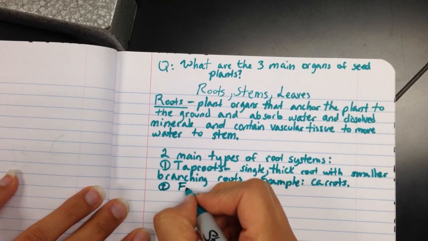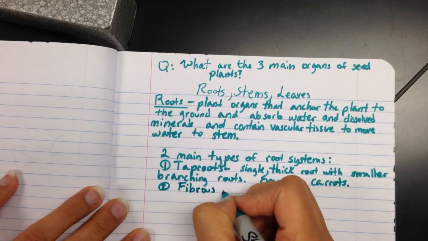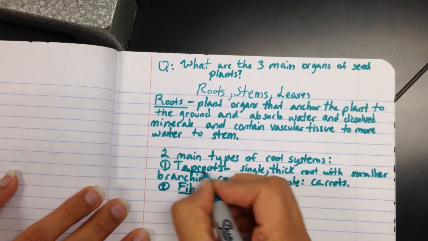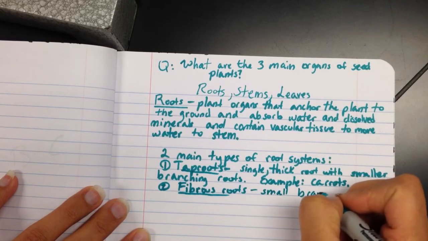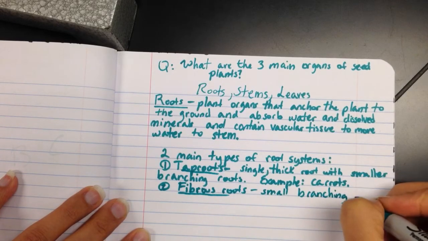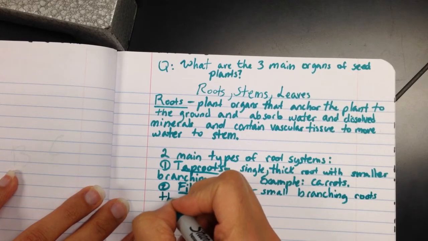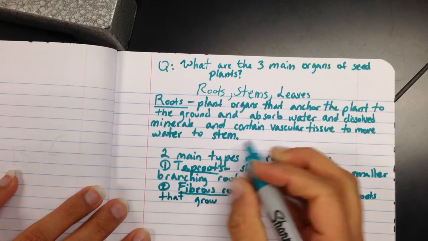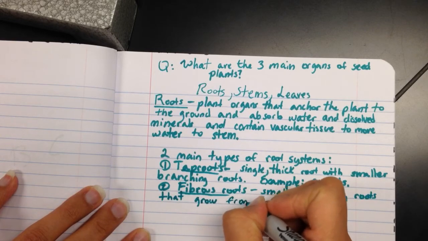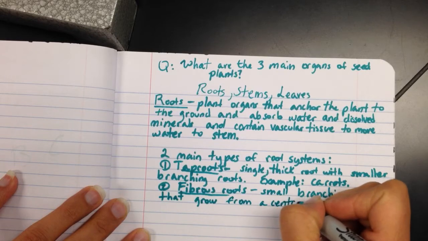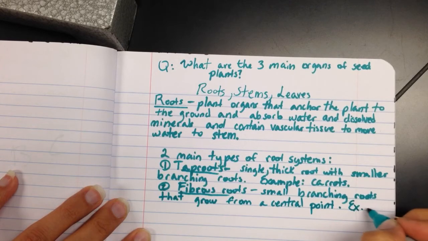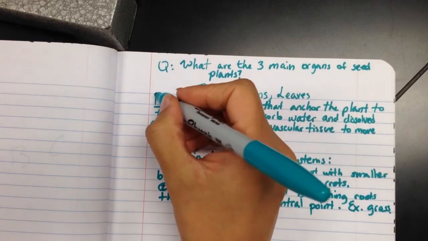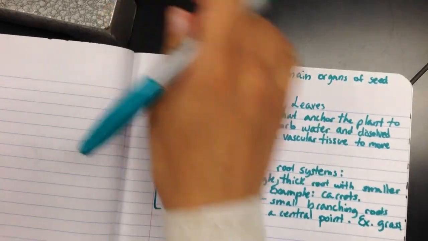Fibrous roots, on the other hand, are small, branching roots that grow from a central point. An example of this is grass. So this is our first organ, roots.